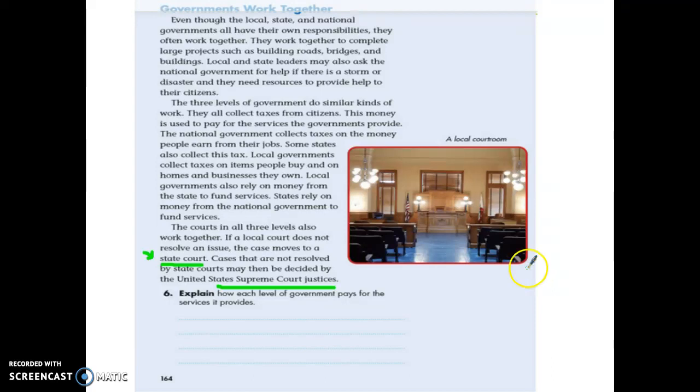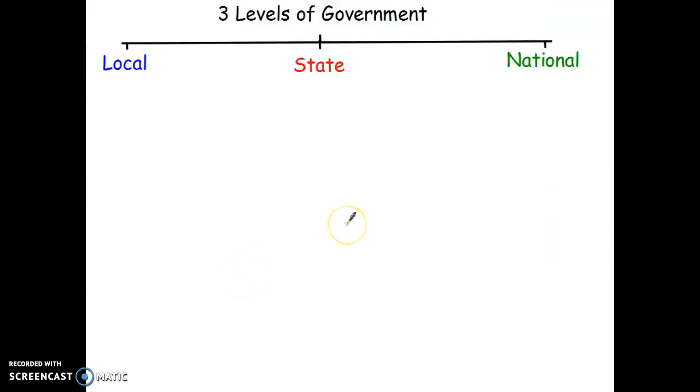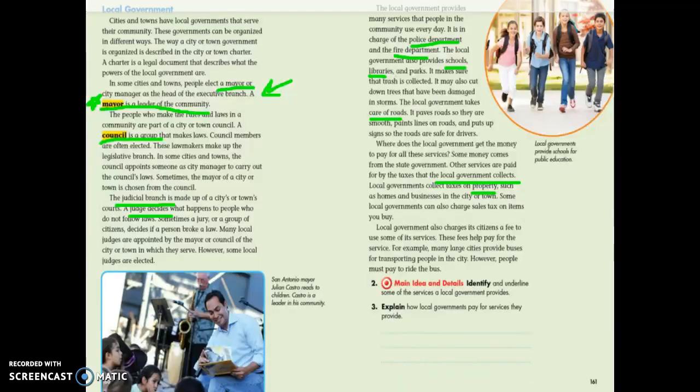So this is kind of a summary of how all three levels work together, okay? So I want you guys to think for a minute, what responsibility does each level of government have? Let's go back through our reading, and we're going to write down at least 3 different services or responsibilities each level of government has. Okay, so we know the local government provides the police and fire department.